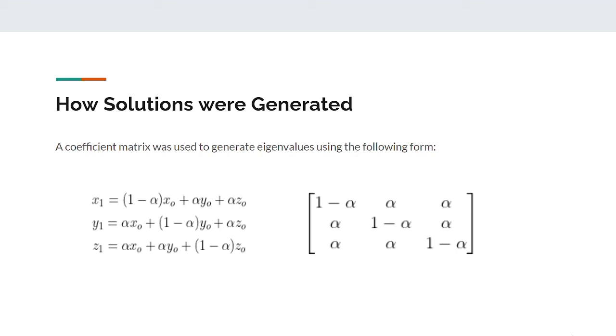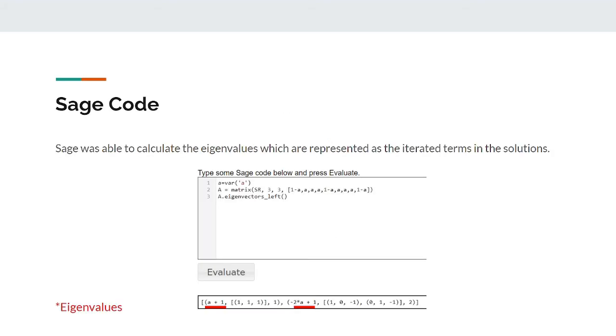Using the coefficient matrix, we can generate eigenvalues that will later be used in the solution. Sage was used for this. Down at the bottom, highlighted in red, this a plus 1 term is one of the iterations that we see in the solutions that was generated by the author of the paper, as well as the negative 2a plus 1, or in the paper it says 1 minus 2a.